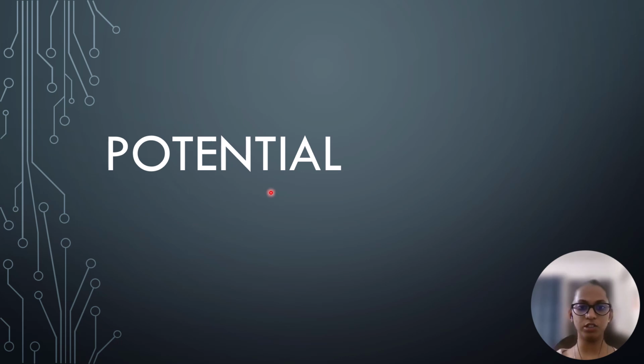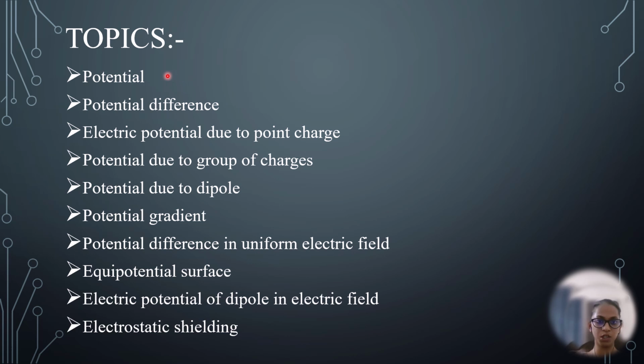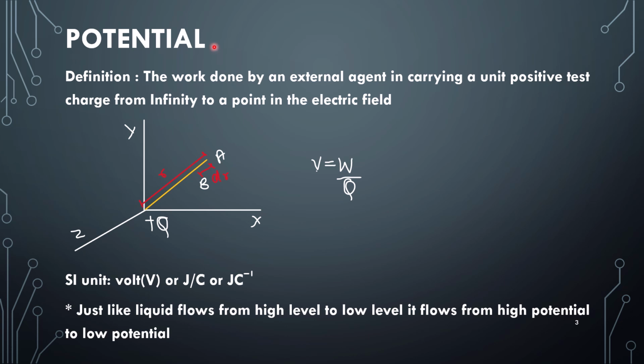The topic we are going to study today is potential. The topics we need to focus on are potential, potential difference, electric potential due to a point charge, potential due to a group of charges, due to a dipole, then potential gradient, potential difference in a uniform electric field, equipotential surface, electric potential of a dipole in an electric field, and lastly, electrostatic shielding. The topic we need to study is potential.